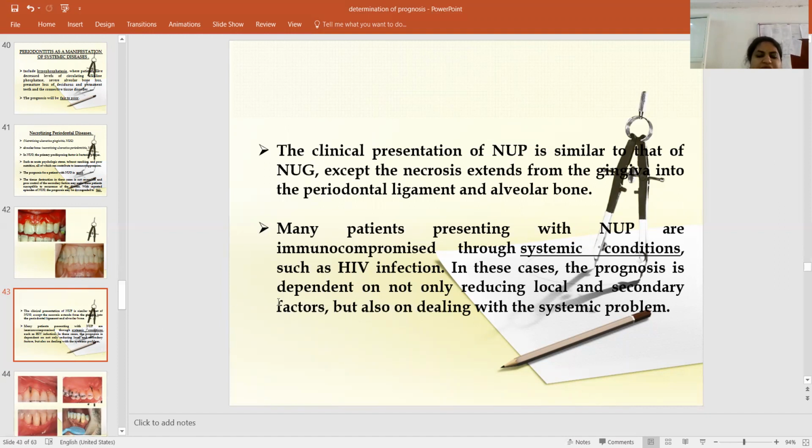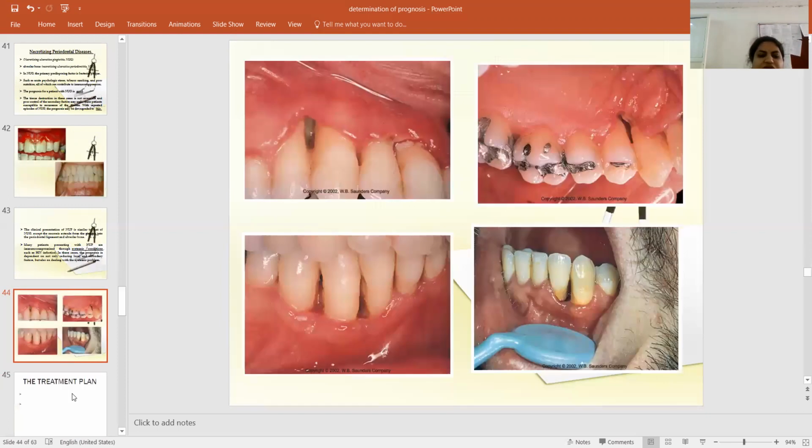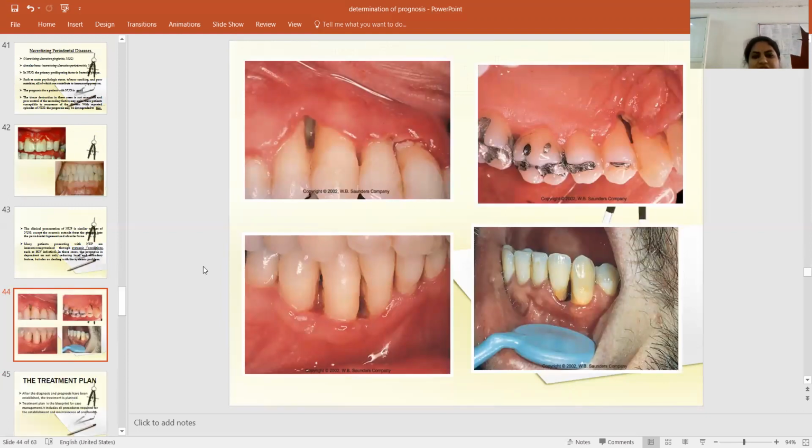Here you can see that patients who are immunocompromised have an unfavorable prognosis because of the systemic conditions involved, such as HIV infection, because the neutrophil counts, T lymphocytes, and B lymphocytes are decreased. And here you can see the amount of bone loss. In these cases you can assess the individual prognosis and overall prognosis. Overall prognosis is somewhat fair, but individual prognosis is poor because of the amount of bone loss. So this is the determination of prognosis.